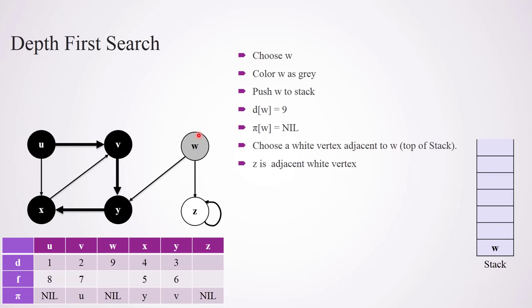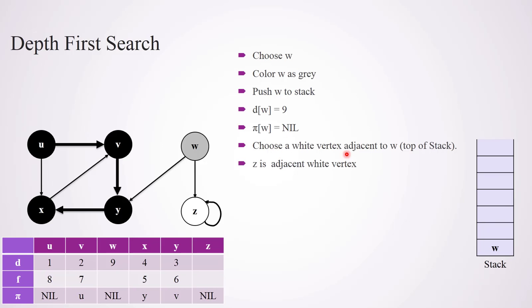Now we have just visited W, so its discovery time: d of W equals 9, because the earlier time is 8, and it is incremented by 1. Pi of W equals nil, because after visiting U, V, X and Y, we choose W as the starting vertex. So pi of W, that means the parent of W, is also nil.